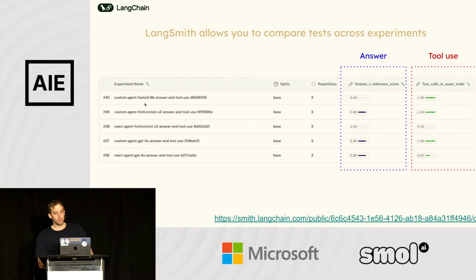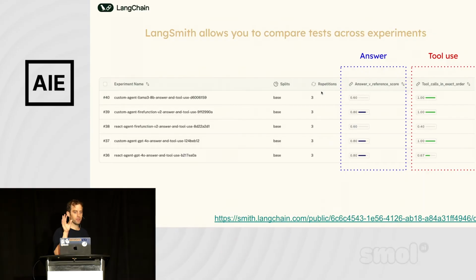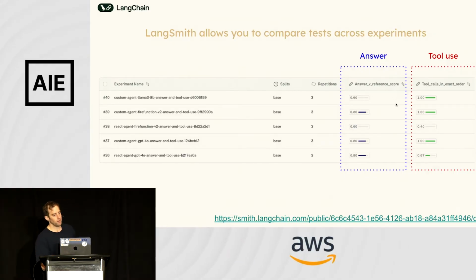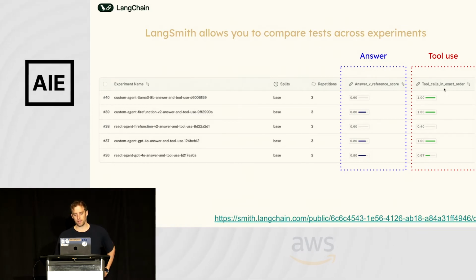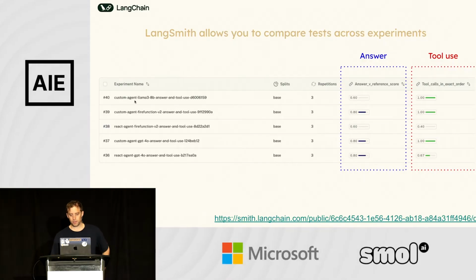Now this is actually an evaluation that I ran, and this data set is public. This is on the agents that we actually just talked about. This is what you see when you open LangSmith. These are your different experiment names. I've run 3 replicates of each experiment, and these are my aggregate scores. The first score is the answer correctness, and the second score is the tool use trajectory, or does it use the right reasoning trace.